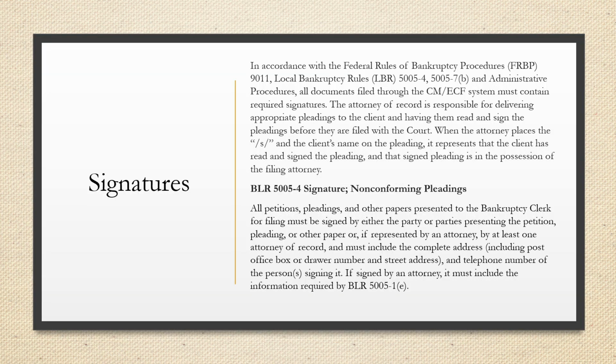In accordance with the Federal Rules of Bankruptcy Procedure, FRBP 9011, Local Bankruptcy Rules, LBR 5005-4, 5005-7(B), and administrative procedures, all documents filed through the CM-ECF system must contain required signatures. The attorney of record is responsible for delivering appropriate pleadings to the client and having them read and sign the pleadings before they are filed with the court.